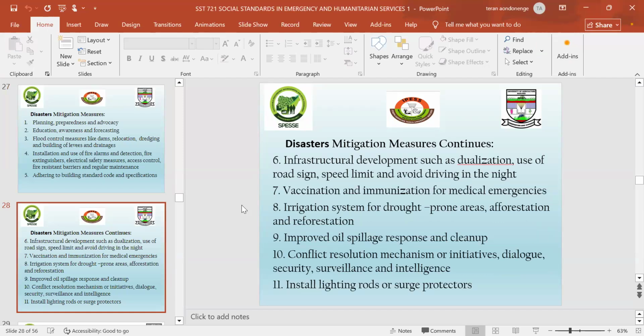Infrastructural development such as dualization, use of road signs, speed limits, and avoid driving at night. Vaccination and immunization for medical emergencies. Yes, irrigation system for drought-prone areas, afforestation, and reforestation. Improve oil spillage response and cleanup. Conflict resolution mechanism or initiative dialogue. Security, surveillance, and intelligence. Install lightning rods.